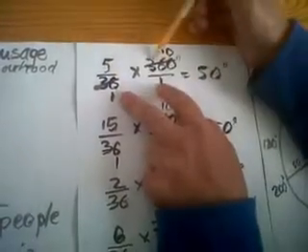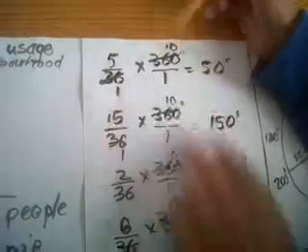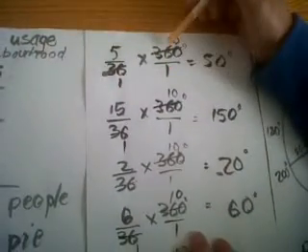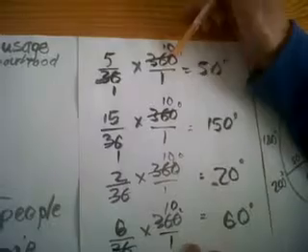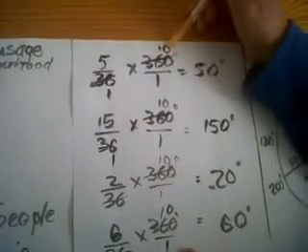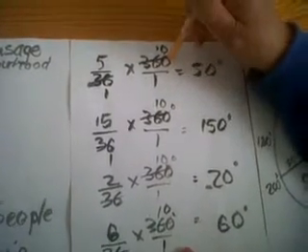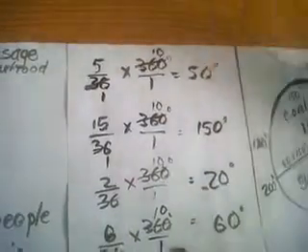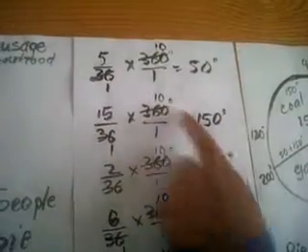5 over 36 times 360 degrees. Now 36 goes into 360 ten times. So that's 10. 10 times 5 gives you 50 degrees, because you're working with degrees.